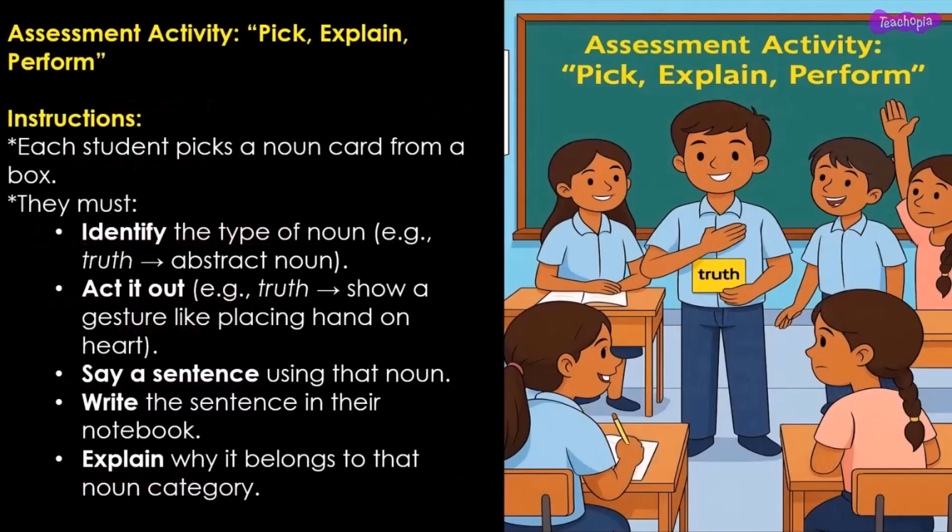Assessment activity for this particular grade would be pick, explain, and perform. Each student picks a noun card from a box. They must identify the type of noun. For example, the word truth is identified as an abstract noun. They act it out, where truth is shown by a gesture where students place a hand on their heart. Say a sentence using that noun. Write the sentence in their notebook and explain why it belongs to that noun category.